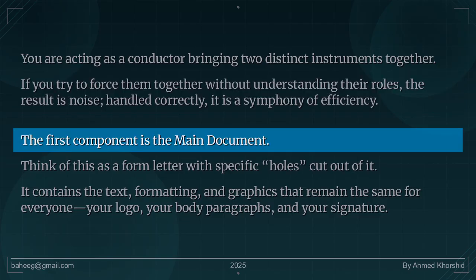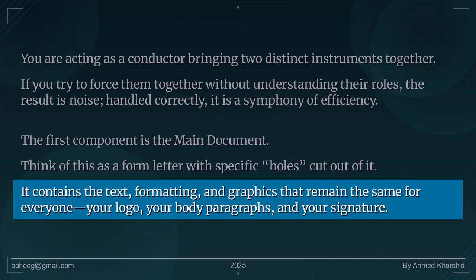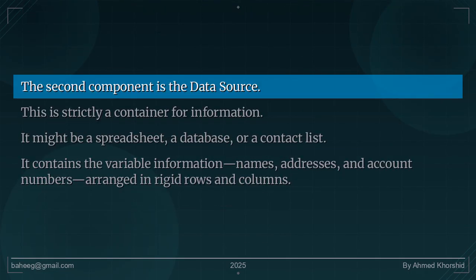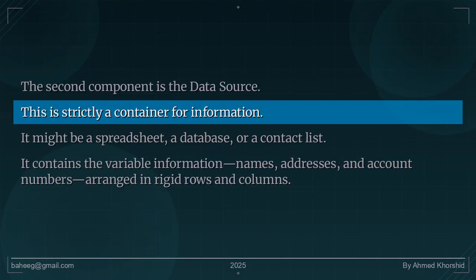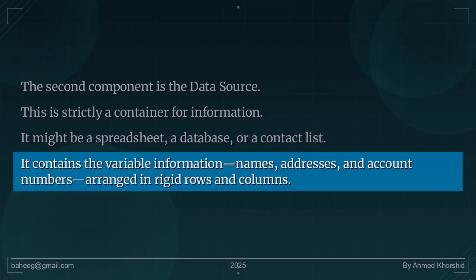The first component is the main document. Think of this as a form letter with specific holes cut out of it. It contains the text, formatting, and graphics that remain the same for everyone: your logo, your body paragraphs, and your signature. The second component is the data source. This is strictly a container for information. It might be a spreadsheet, a database, or a contact list. It contains the variable information, names, addresses, and account numbers, arranged in rigid rows and columns.